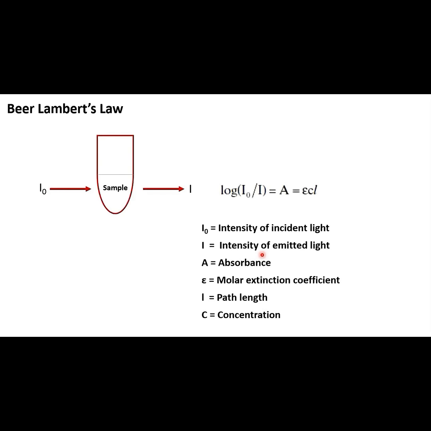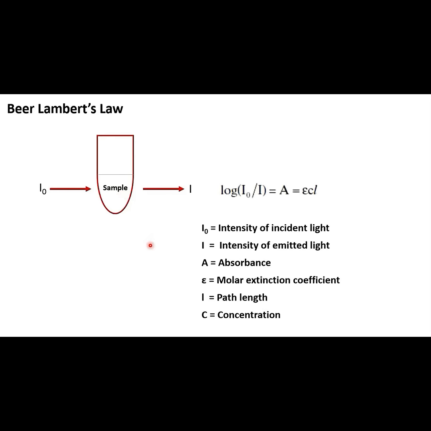Here, epsilon is the molar extinction coefficient, C is the concentration of the sample we are using, and L is the path length. Now, what do we mean by path length? Path length is actually the length through which the light is passing. In this case, this is the length of our test tube or of our cuvette where the sample is present. This length is generally measured in decimeters or centimeters.